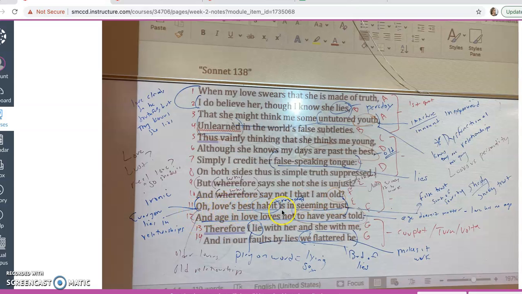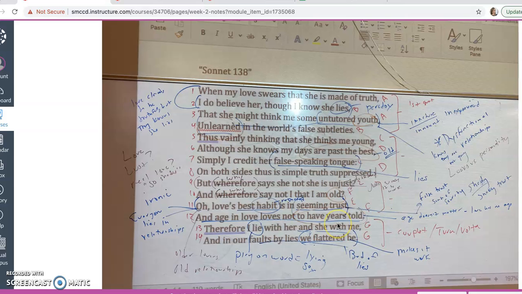"Oh, love's best habit is in seeming trust." So "seeming trust" is interesting because the word "seeming" before the word "trust" implies that trust isn't really there, right? It's seeming, so it's not necessarily true. And that kind of could refer to the idea that everyone in a relationship lies about something, right? That lies are part of love. Yeah. "And age in love loves not to have years told."